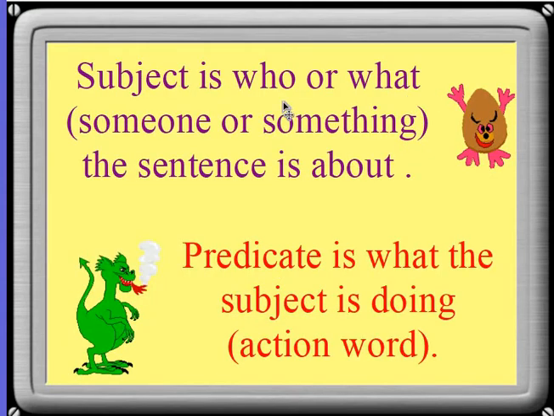So remember, the subject is who or what. It's always a person or sometimes it's a thing, and it's what the sentence is going to be about. It's who or what the sentence is about. And the predicate is what they are doing. So it's always going to be an action word. It's going to be something that you can do. So remember, subject is who the sentence is about or what the sentence is about. Sometimes it's a what. And the predicate is what they are doing. And it's going to be an action word.